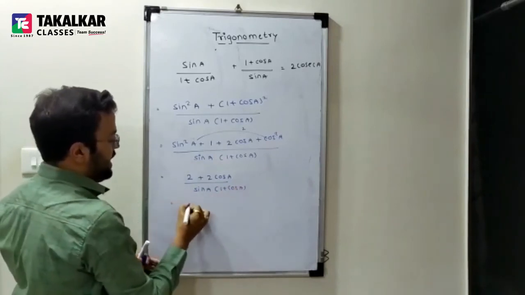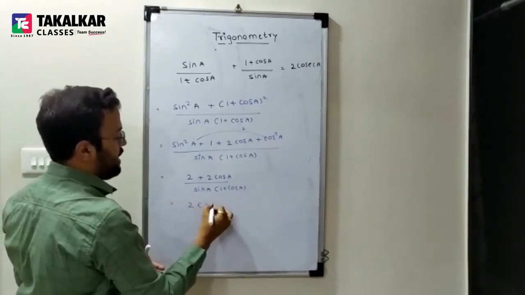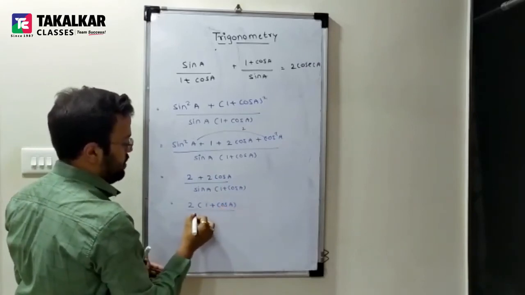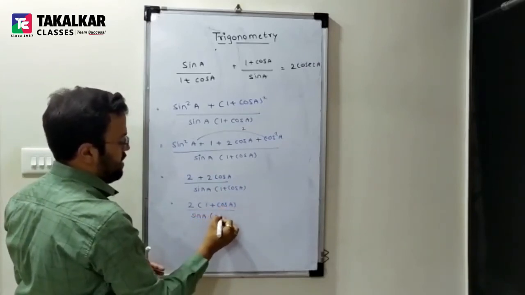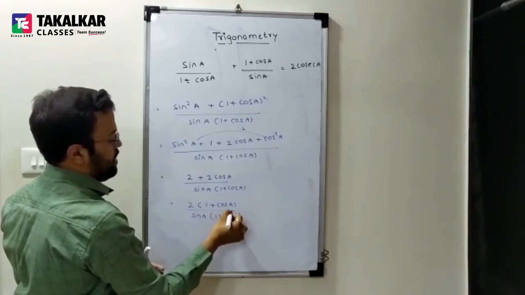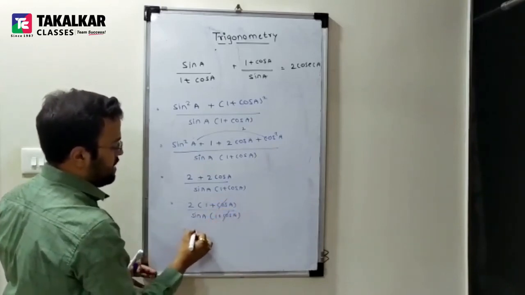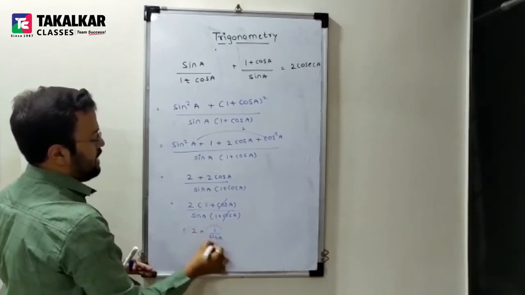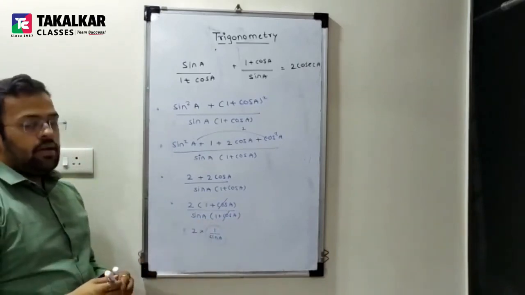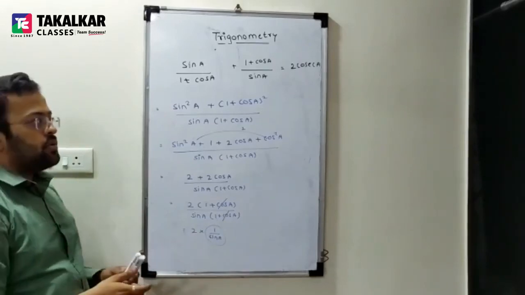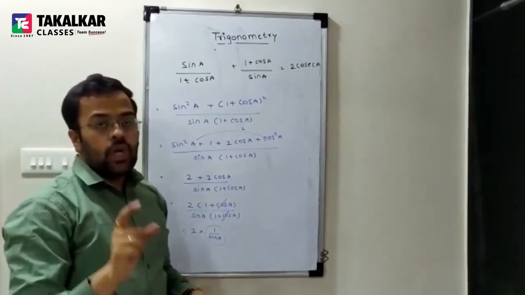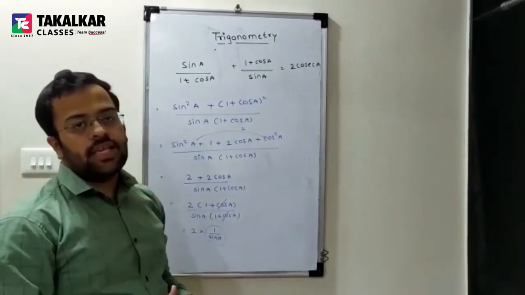From numerator I will take 2 common. So what remains inside bracket? 1 plus cos A upon sin A 1 plus cos A. 1 plus cos A, 1 plus cos A cancel. 2 into what remain here? 1 upon sin A. 1 upon A मतलब opposite pair. Opposite pair मतलब क्या आएगा? Cos A. So you will get 2 cosecant. Getting this? Now, you will try same sum based on this as your homework.